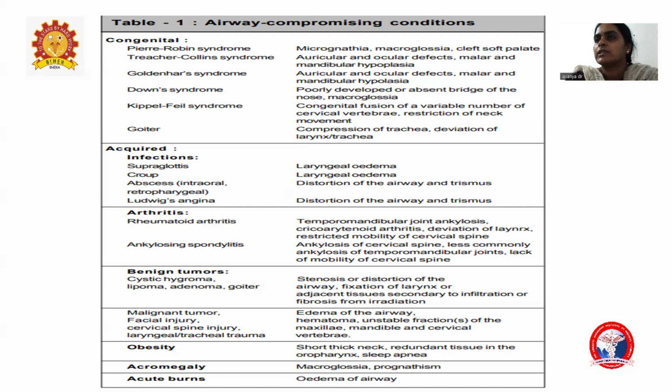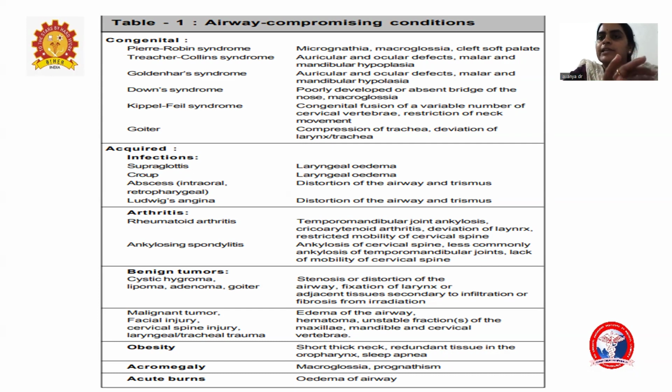Klippel-Feil syndrome, where there is congenital fusion of the cervical vertebrae, there will be restriction of neck movement. There will also be compression of the trachea and deviation of the larynx or trachea to one side due to the existence of enlarged swellings in the front of the neck. And some of the acquired lesions will be infections, like supraglottic abscess or retropharyngeal abscess, where there will be laryngeal edema and distortion of the airway.